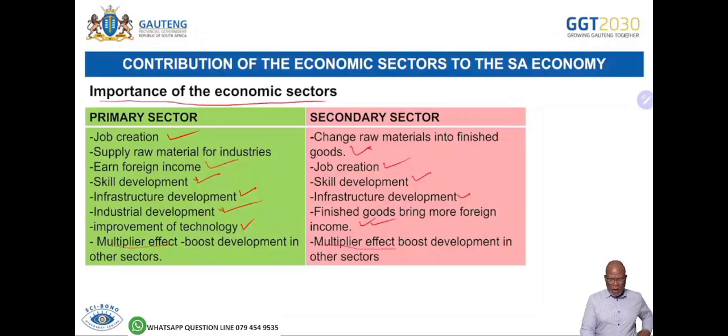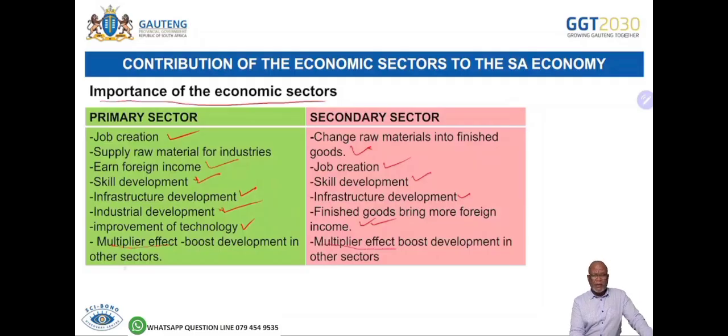So when speaking of multiplier effect, it means one industry is going to lead to the development of another. For an example, if I am a farmer, I am going to need an industry that makes tractors for me to be able to do my farming. So farming leads to the development of tractor industry. Farming leads to the development of fertilizer industry. So it leads to multiplier effect. So that is when one industry leads to the development of another.